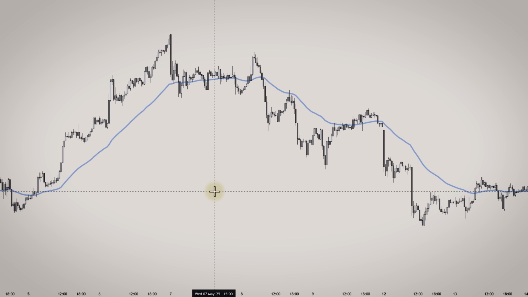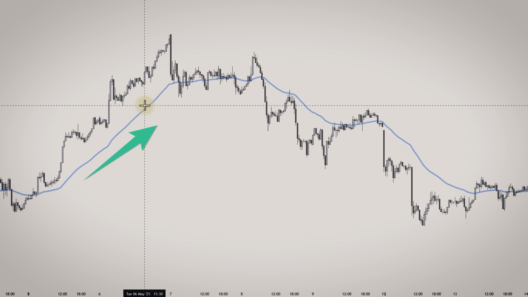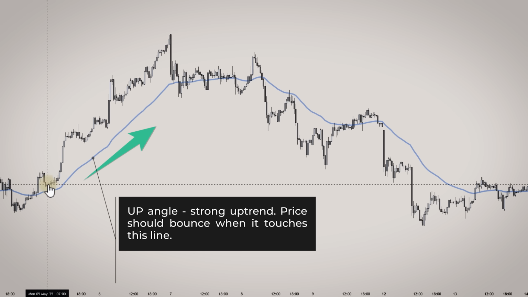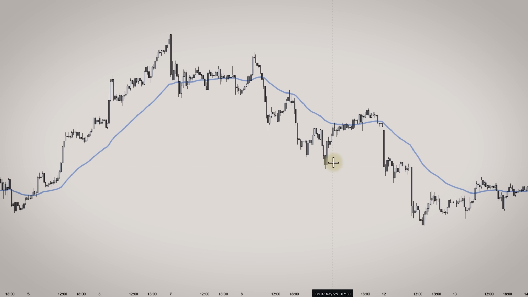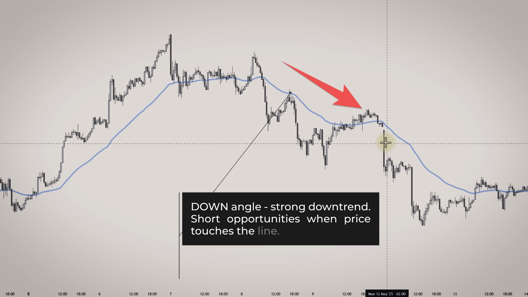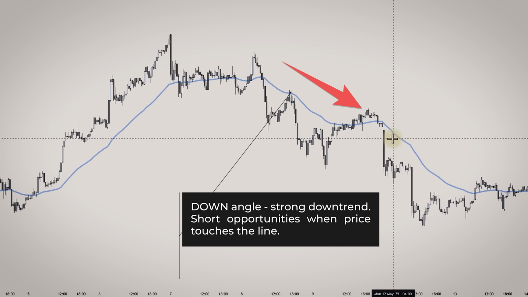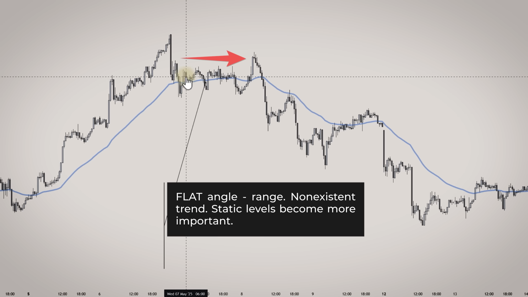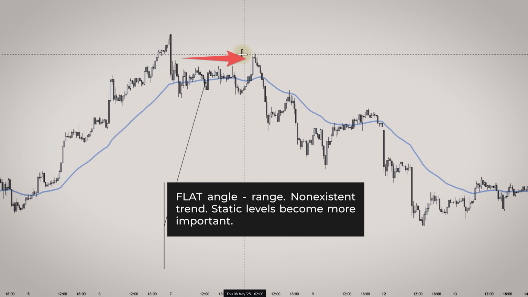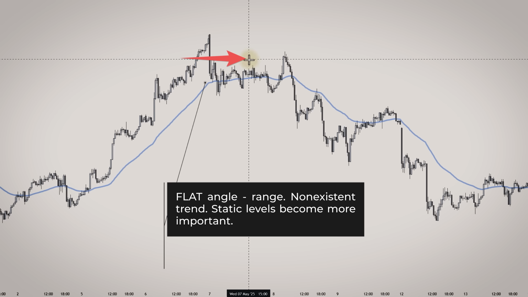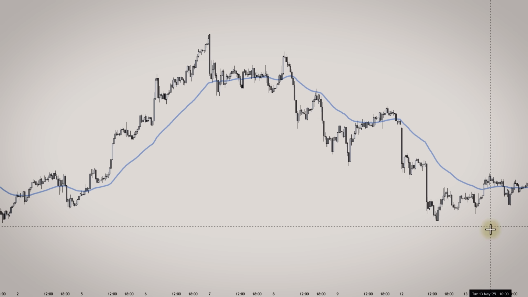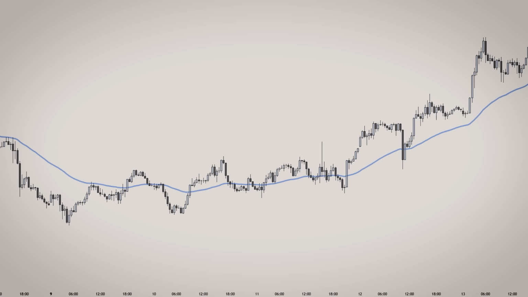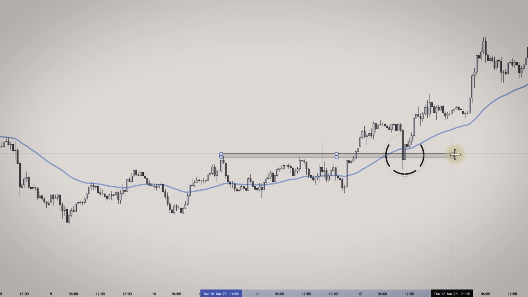Here's how to read your moving average. Look at the angle. If it's pointing up steeply, you've got a strong uptrend. Price should bounce when it touches this line. If it's pointing down steeply, strong downtrend. Look for short opportunities when price touches. If the moving average is flat, you're in a range. The trend is weak or non-existent. Static levels become more important in these conditions. One practical tip: make your moving average stand out visually. You want to see it clearly when you're scanning charts.